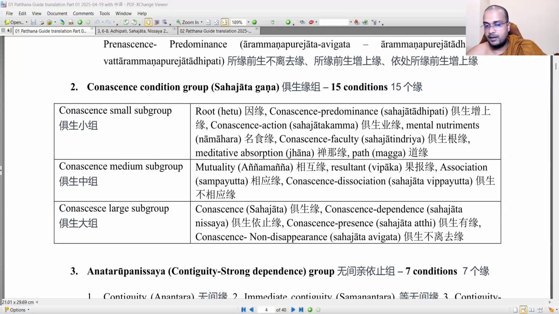And there is a similarity about the conditioning forces here, which is that these dhammas, as in the other conditions in the connaissance group, support simultaneously, right? The condition states also arise together, right?